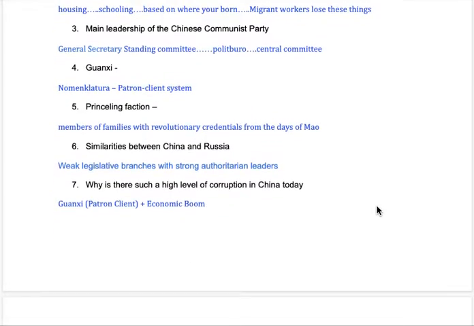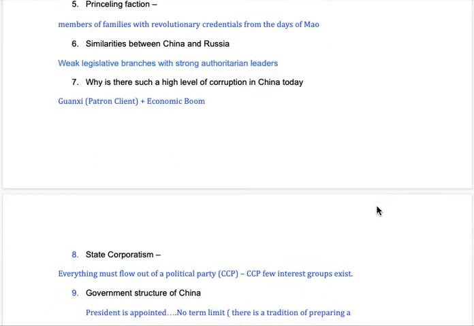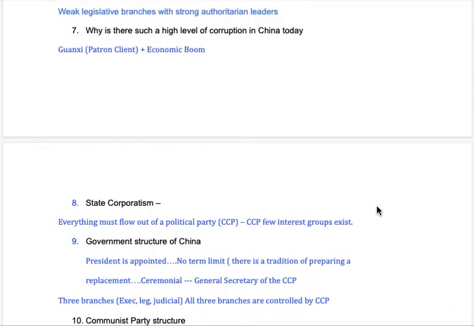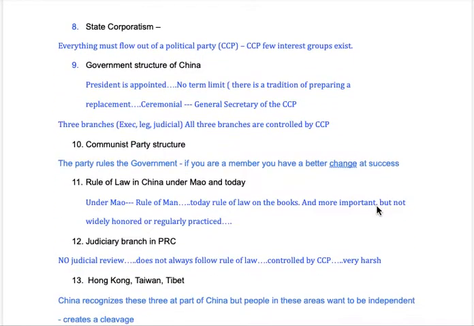Some similarities between Russia and China are that they have weak legislative branches, and strong authoritarian leaders making most of the decisions. In China, because of that guanxi patron-client system, there's a lot of corruption, especially at the local levels, because the economic boom opened up the market a little bit, and Communist Party leaders look for favors and manipulate the system. The idea of corporatism, state corporatism: everything must flow through the party and the government. There are no real outside organizations or interest groups. They control and sanction all those groups.